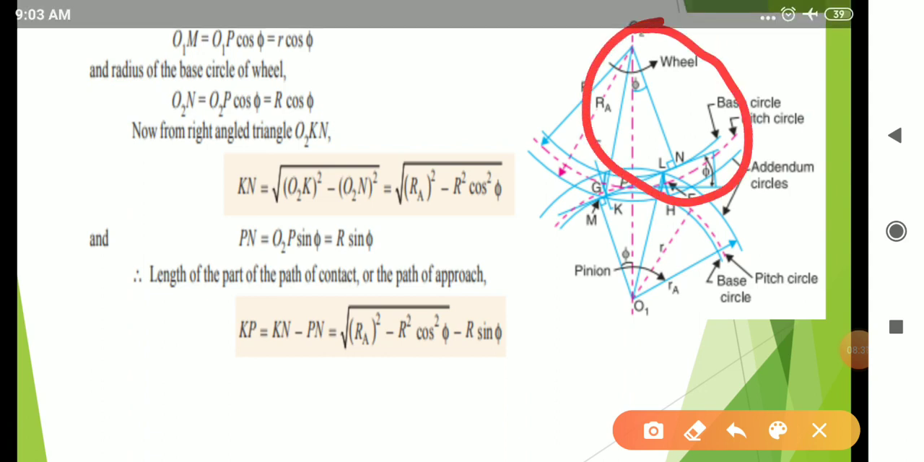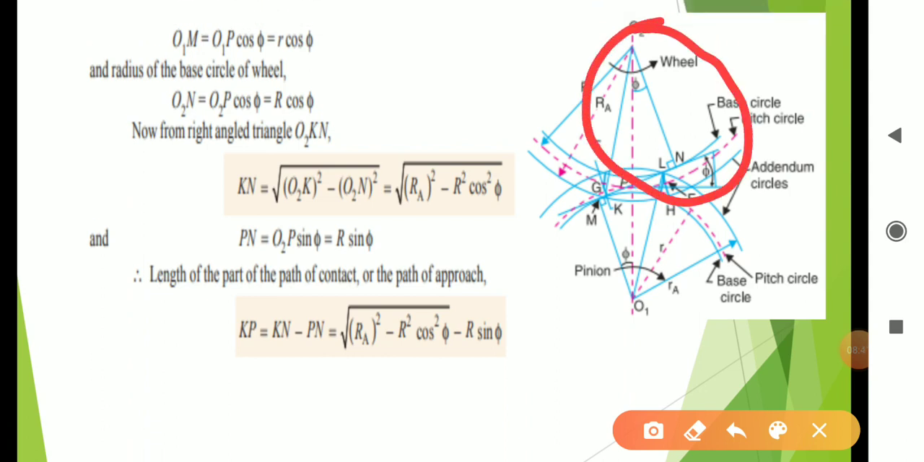Now, the radius of the base circle of the wheel is nothing but O2N. O2N is O2P into cos of phi. O2P is capital R, the radius of the pitch circle of the wheel. So see here, O2N is equal to R into cos of phi.